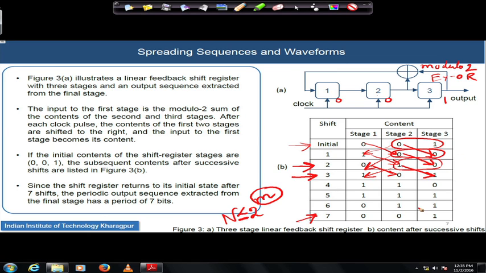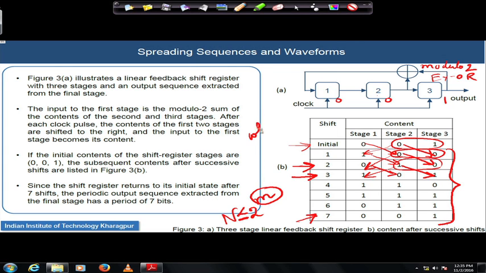If you continue, you will generate the same table once again. So, I have a generated sequence 0 0 1 0 1 1 1 and it has a period equal to 7. These are the two important parameters that we will always keep in mind while generating any spreading sequence: what is the period of the sequence, and what is the sequence length?